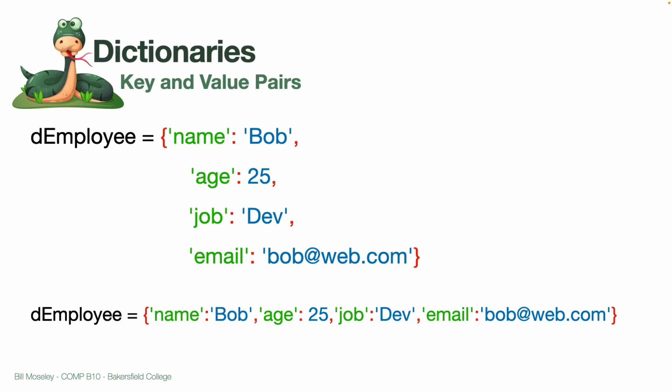Dictionaries. Dictionaries are like lists in some ways, and in other ways, they're completely different. In this case, we have a dictionary object that represents an employee record.